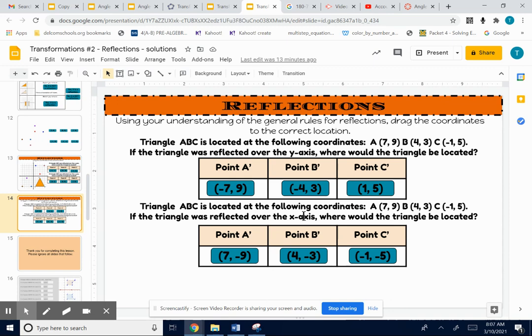If you reflect over the x-axis, the y coordinates change signs. They all change signs. And the x coordinates stay the same. So you could figure out which points those are.